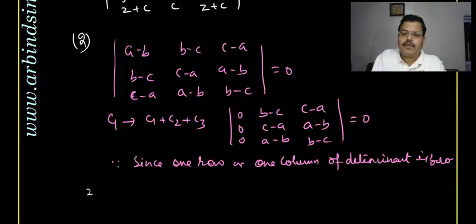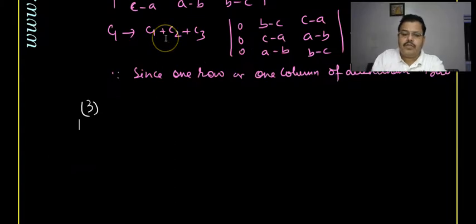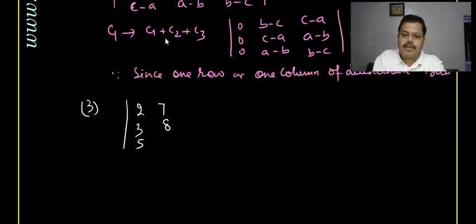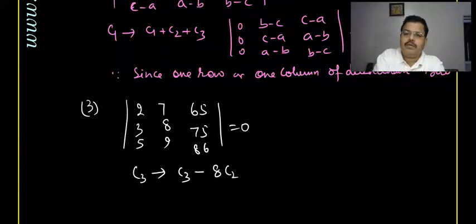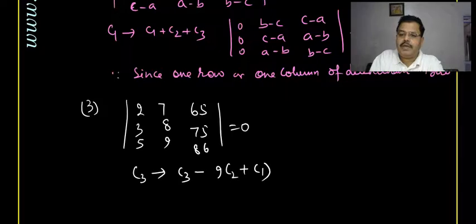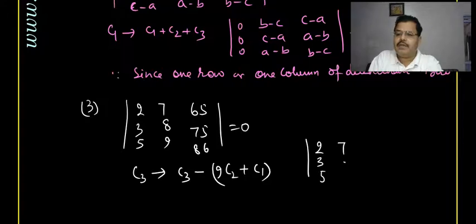Now we are looking at question number 3. The determinant with rows 2, 3, 5; 7, 8, 9; 65, 75, 86 is equal to 0. Here we can do C3 tends to C3 minus 8 times C2 plus 9 times C1. In that case, 9 times 7 is 63 plus 2 is 65, minus 65 is 0. There will be 2, 3, and 5, 7, 8, and 9, and 0, 0, 0. So the value will be 0.